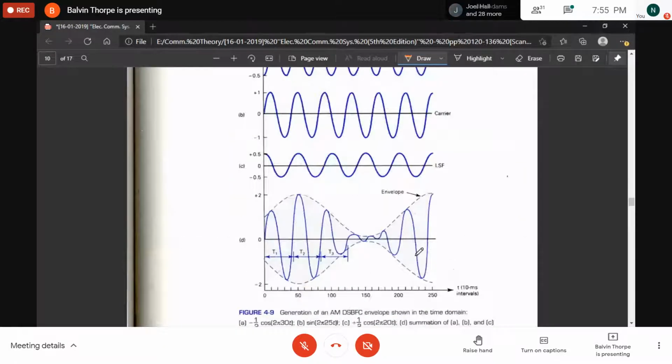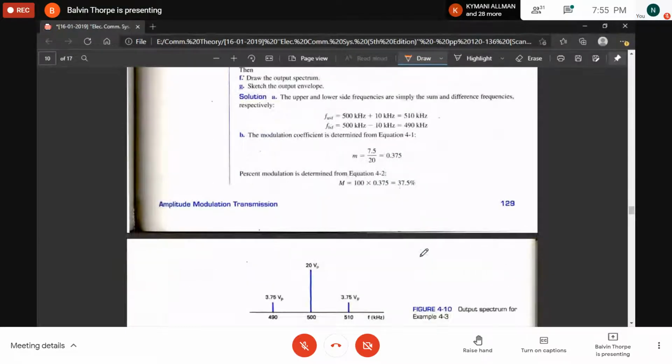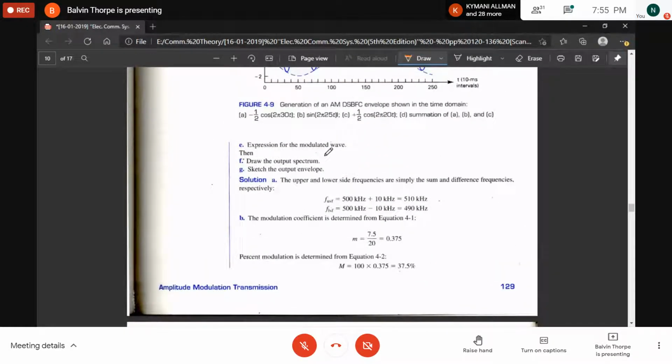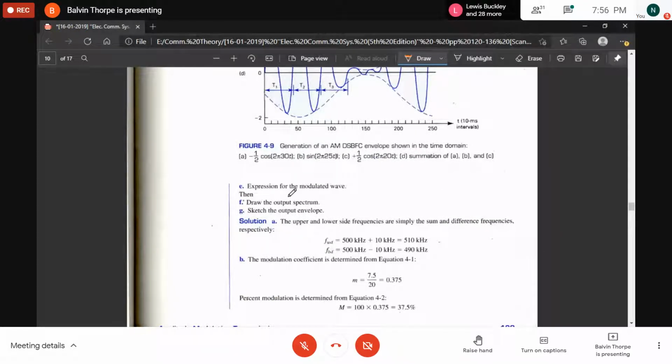All right, so here's our solution. So this is it. The question didn't finish at all. The question continues. You need to find the expression for the modulated wave. And F, you must draw the output spectrum, which is frequency versus voltage. That's what spectrum means. And the final thing was to sketch the output envelope.